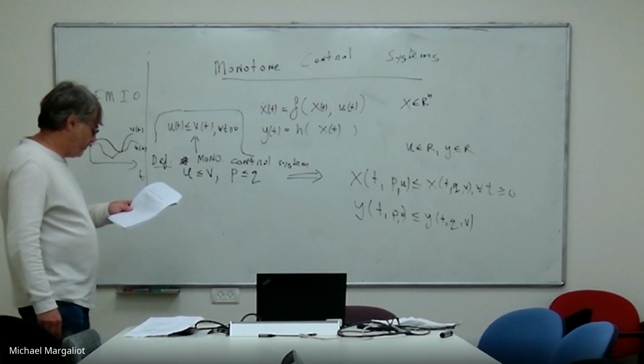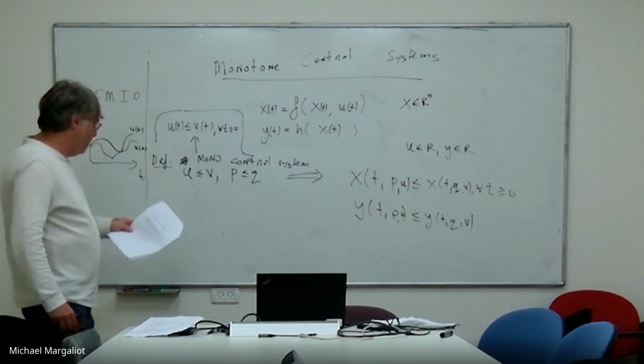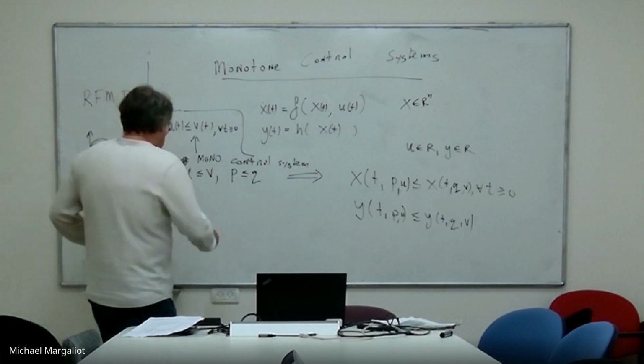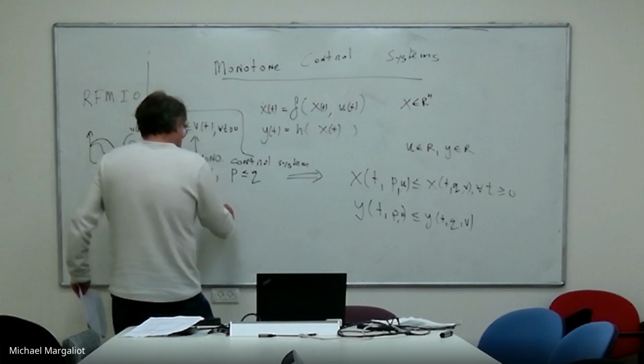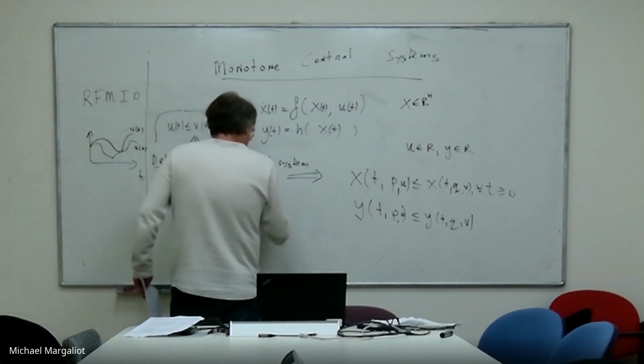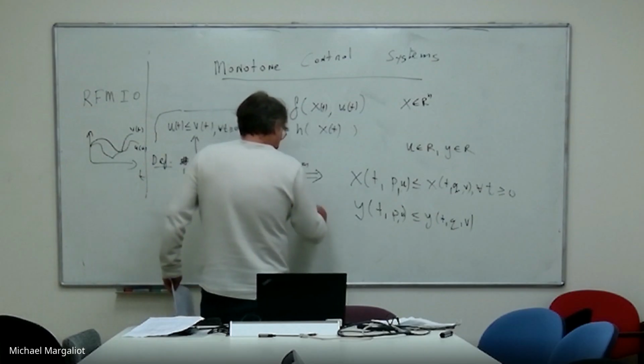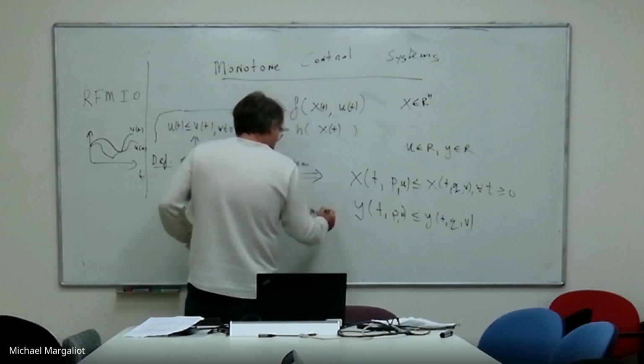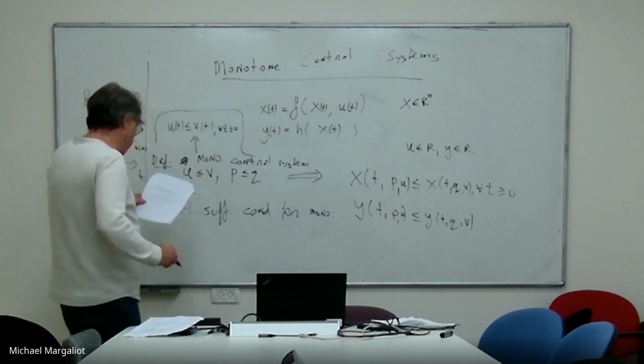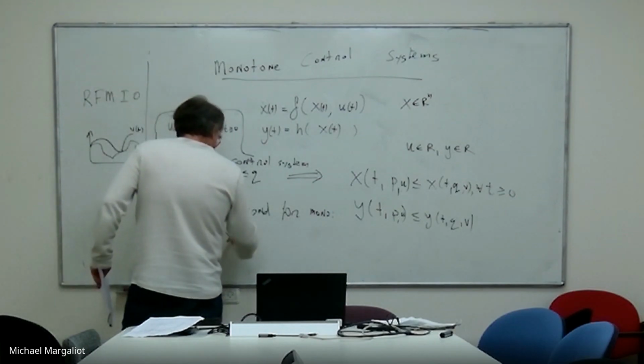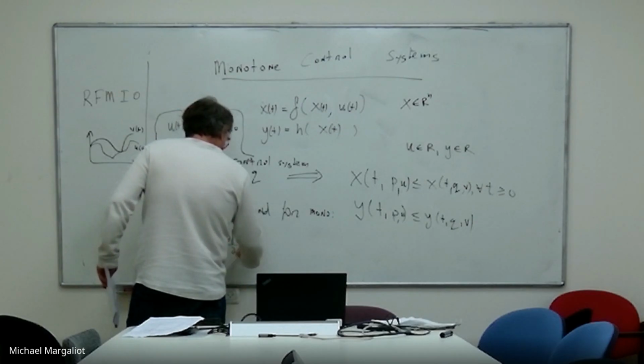Okay. Now, a sufficient condition for monotonicity of the system, well, this will not be very surprising. First of all, df to dx must be Metzler.